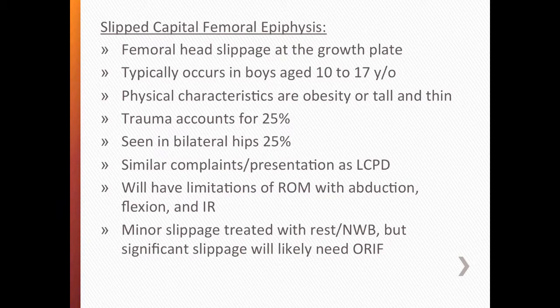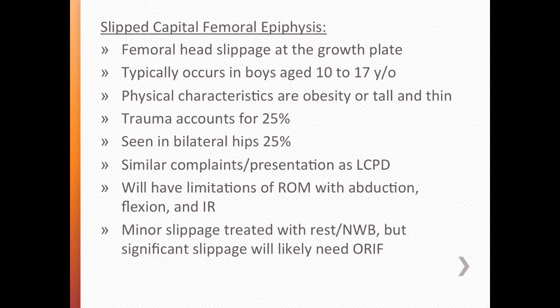Now a SCFE, a slipped capital femoral epiphysis. So the femoral head slippage at the growth plate occurs in boys aged 10 to 17. The physical characteristics are usually they're a bit overweight. They may be tall and thin. Trauma accounts for about 25% of these, and about a quarter of them we'll see in bilateral hips. Very similar complaints and presentation as Legg-Calvé-Perthes. They'll have limitations with range of motion, especially abduction, flexion, and internal rotation.